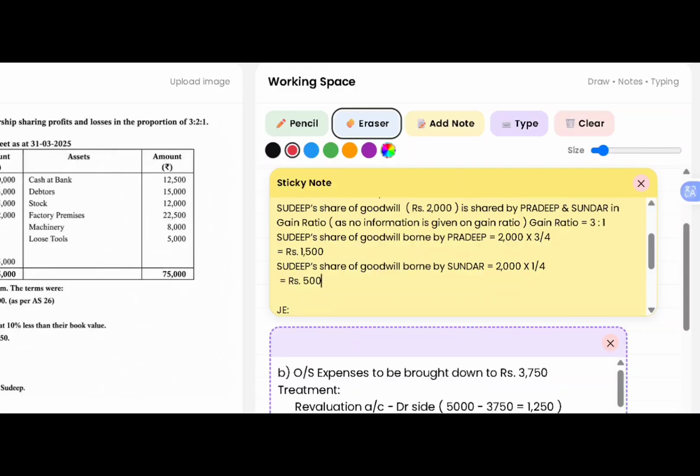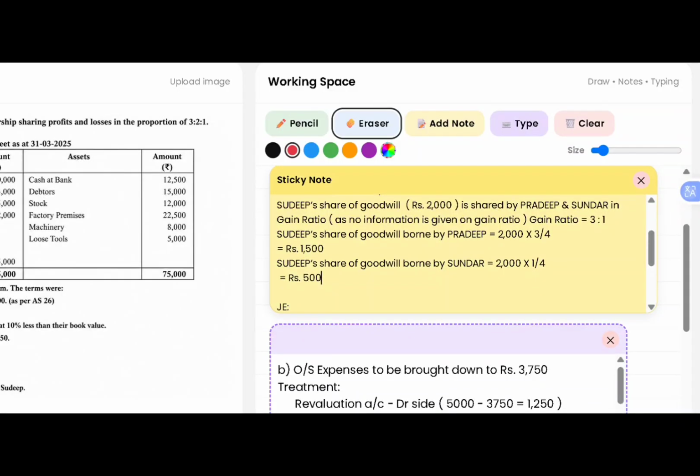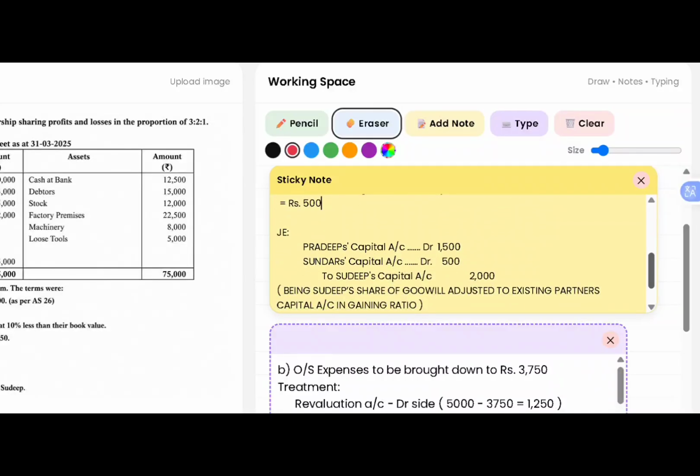Now what is the journal entry to treat the goodwill as per AS 26? So here the retiring partner's goodwill will be shared by the continuing partners. So the journal entry will be Pradeep's capital account debit 1,500 and Sundar's capital account debit 500 to Sudeep's capital account 2,000. Being Sudeep's share of goodwill adjusted to existing partners' capital account in gaining ratio. So this is with regard to the goodwill treatment. Now we are going to see the other adjustments, how it has to be treated.